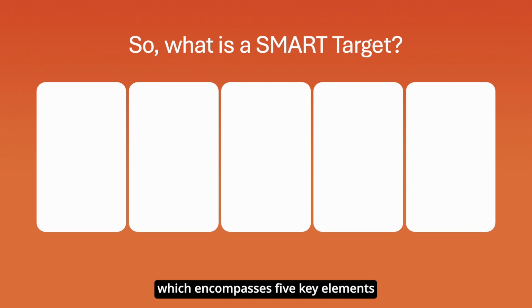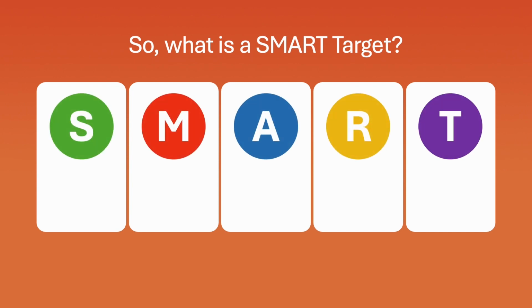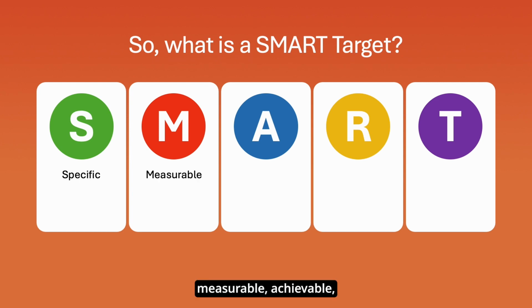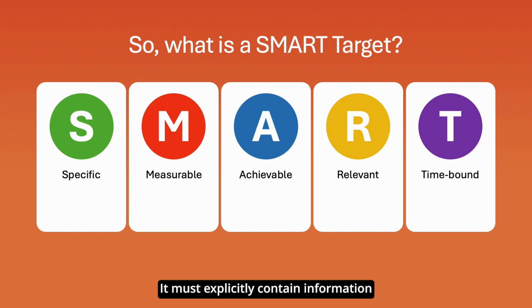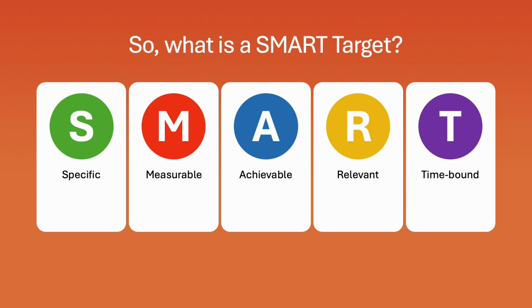SMART is an acronym which encompasses 5 key elements that all our targets should include to give us the best chance of success. SMART stands for specific, measurable, achievable, relevant, and time-bound. For a target to be SMART, it must explicitly contain information that addresses all 5 of these attributes.